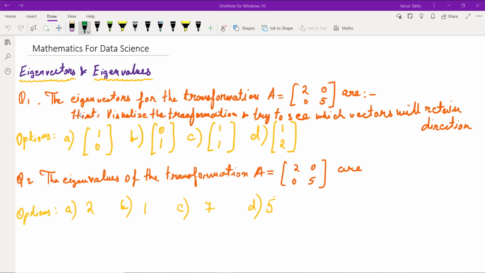Now in the first question, the transformation scales the vectors on the x-axis to 2x and those on the y-axis to 5x, as we can see in the diagonal values. Okay, thus the vectors i hat and j hat will become the eigenvectors. So what are i hat and j hat? They are (1, 0) and (0, 1). And in the second question, the transformation scales the vectors on the x-axis to 2x and those on the y-axis to 5x. So in this case, it will be 2 and 5.